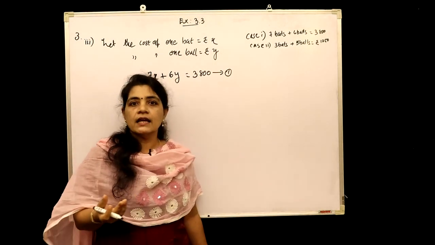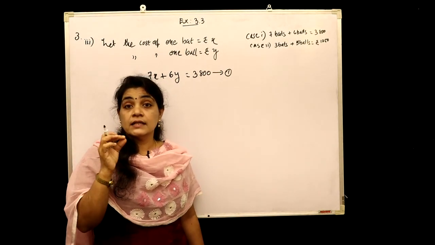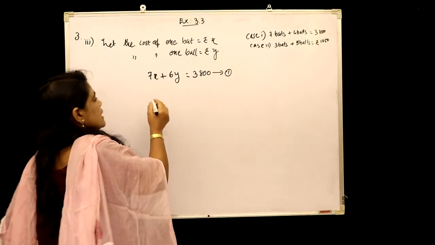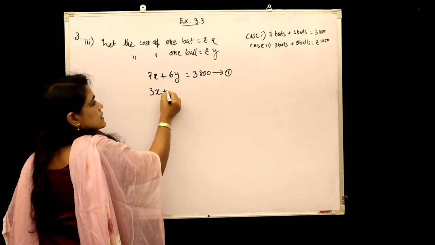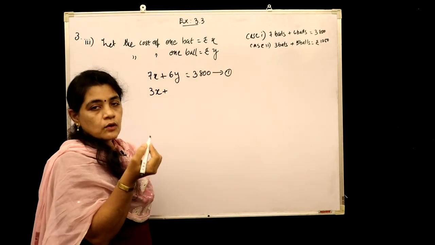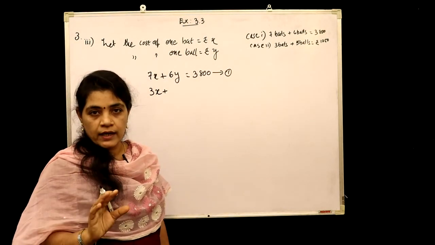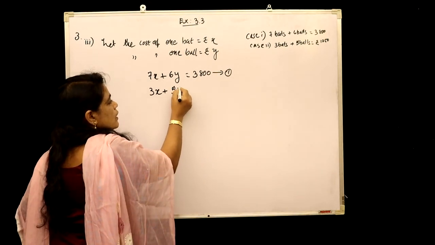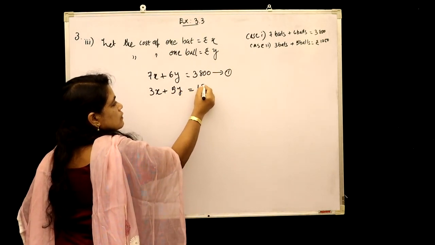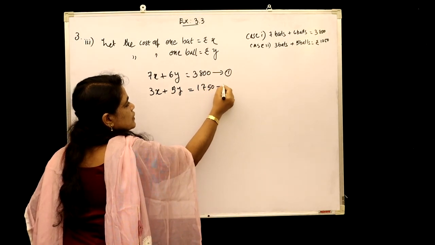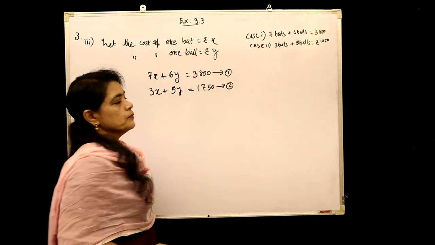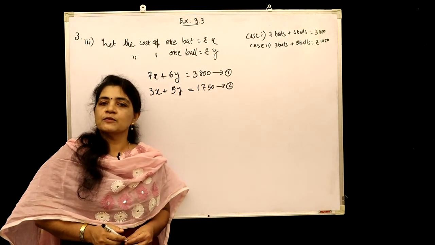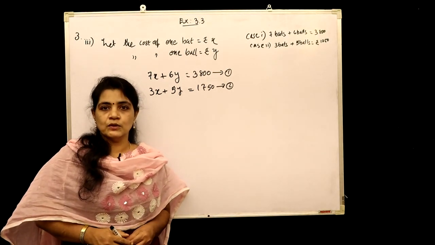And in the second case, she buys 3 bats, so 3x, plus 5 balls. The cost of 1 ball is y, so 5 balls is 5y by the unitary method. 3x plus 5y is equal to 1,750. This can be equation number 2. So we have formed the equations under the given condition. So the next part is solving by the substitution method.